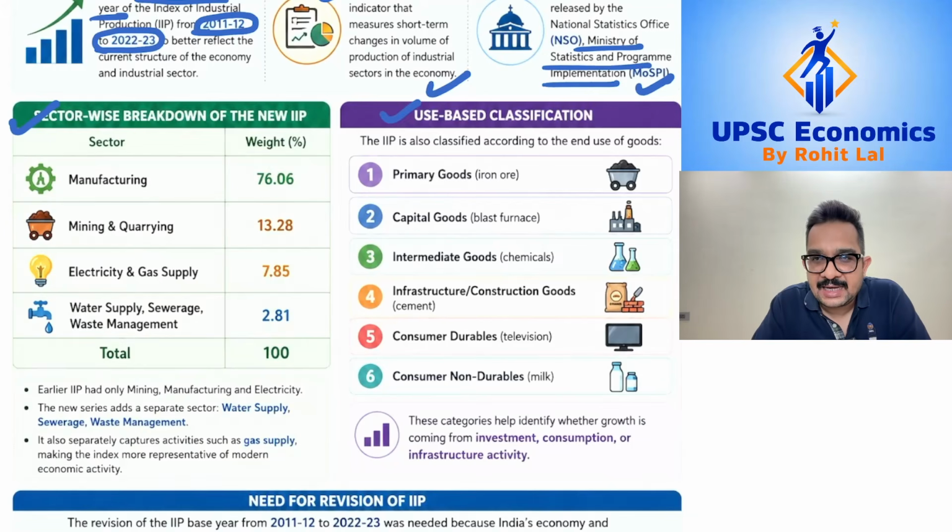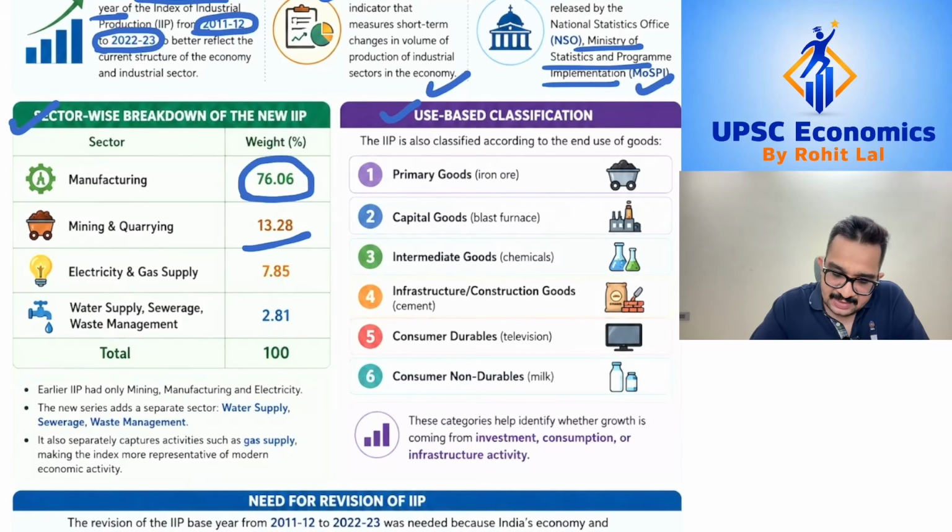So IIP can be calculated by aggregating the production activity across four broad sectors as of now. So you have manufacturing, which has the highest weight of 76.06%. Then the second broad sector for calculating IIP is mining and quarrying. The third broad category is electricity and gas supply. And finally, a new category which has been added is water supply, sewage and waste management.